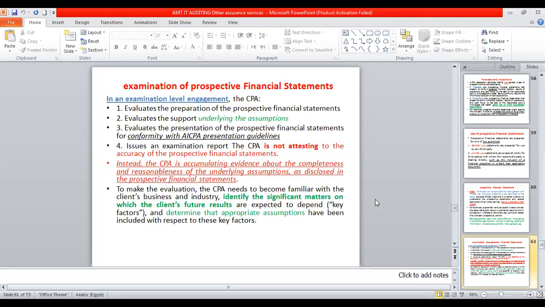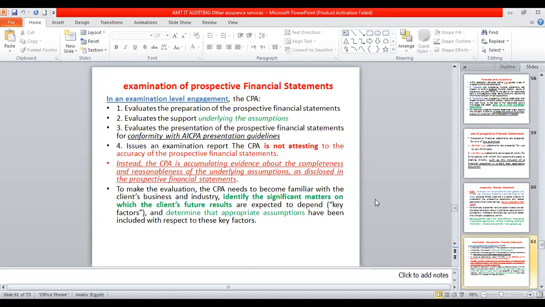As we will see, the examination of prospective financial statements is based on the reasonableness and the completeness of the hypothetical assumptions. Here, the auditor is not responsible for identifying the accuracy of prospective data or prospective financial statements. The main objective is that the auditor is responsible for evaluating the reasonableness and completeness of the assumptions, not looking at the amounts presented in the prospective financial statements.